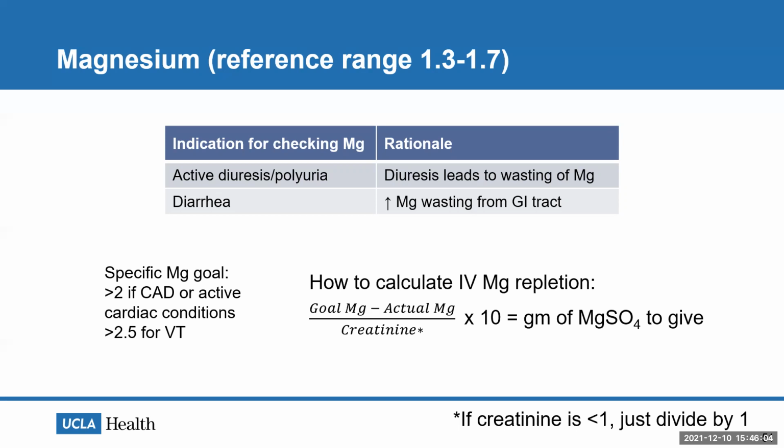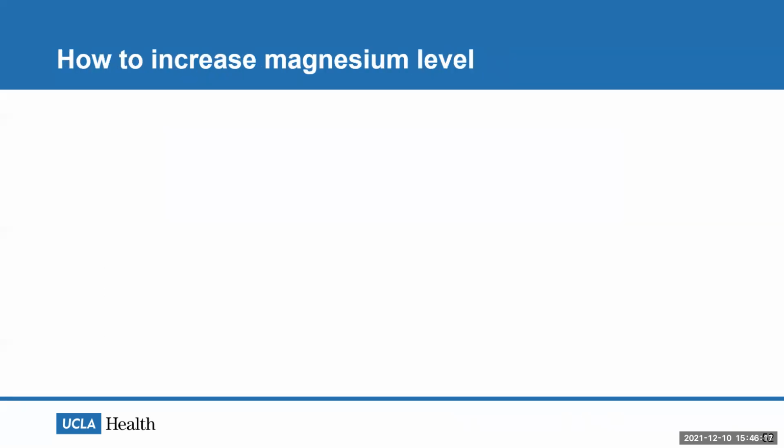There's a magnesium repletion equation that is for IV magnesium only. So the goal mag minus the actual mag divided by the creatinine times 10. And that's how many grams you give. So if the creatinine is less than 1, you just divide by 1. So how do you increase the mag level?